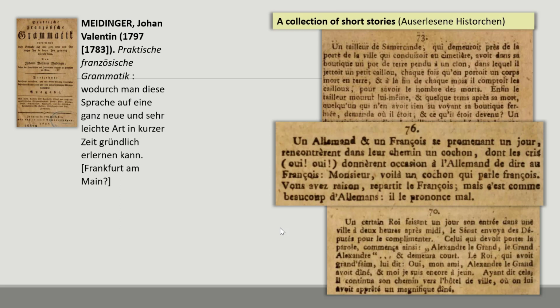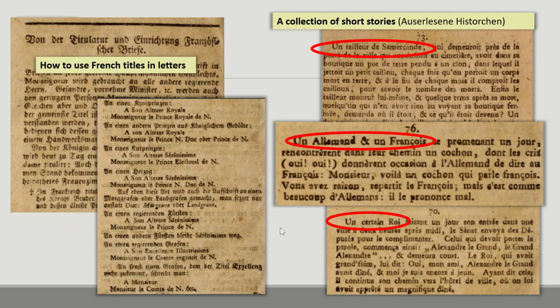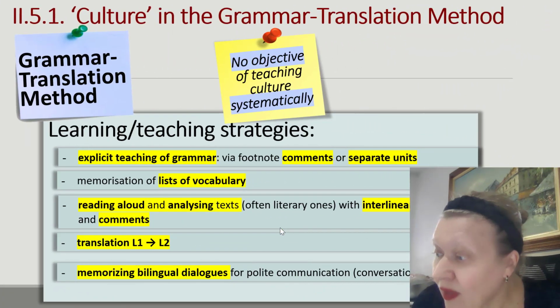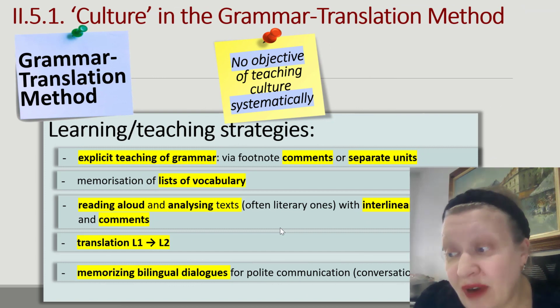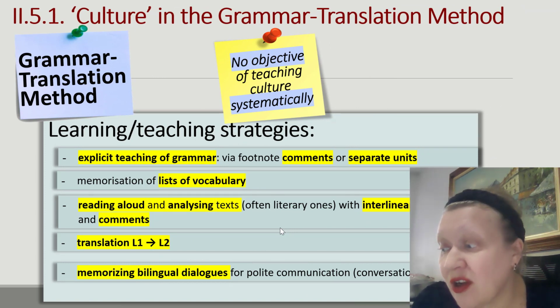Among the main characters of these stories, we can find François Rabelais, along with a tailor from Samarkand, a certain minister, a certain king, a Frenchman speaking with a German man, a certain farmer, and so on. Some of these texts may express some cultural stereotypes, but they do not aim to present and explain French culture. The single culture-related section in this book is the one that explains how to use French titles, Madame, Monsieur, in different kinds of letters. However, many other textbooks inspired by the grammar translation method do contain cultural components.